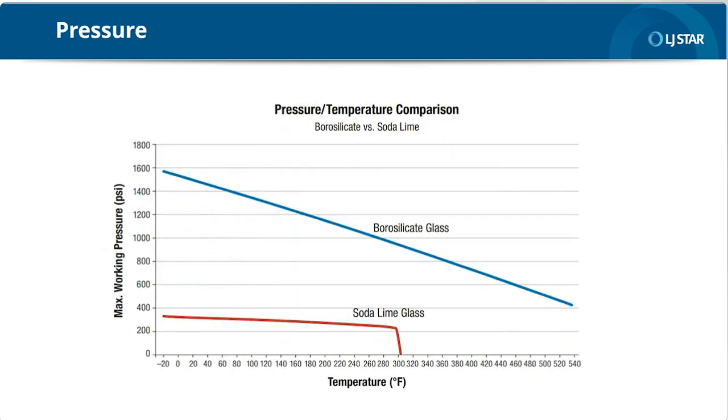Let's also look at the pressure and temperature comparison of borosilicate versus soda lime. Pressure is related to temperature because the pressure rating for a sight glass decreases as the temperature increases. Soda lime glass has a low maximum working pressure compared to borosilicate glass.